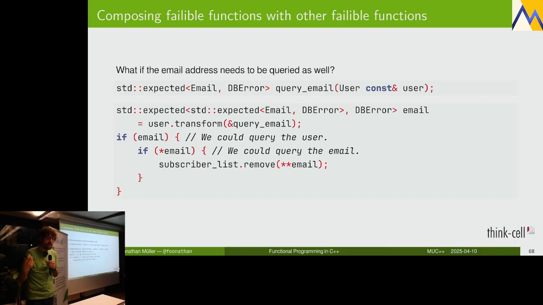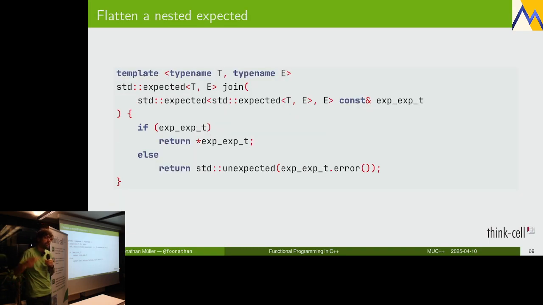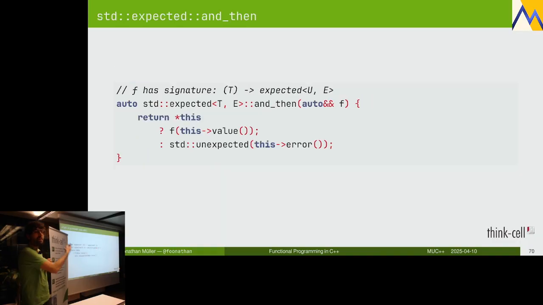And again, similar problem. What if querying the email, again, can fail with a DB error? If we just call transform, we get an expected of an expected, which is annoying because we don't really care about the two errors. We don't care whether it's the user query that failed or the email query. So we can again write a join function that joins it back together, similar code. But it's much better to not do it in the first place. And I think you know how to do that. You call and then, right?